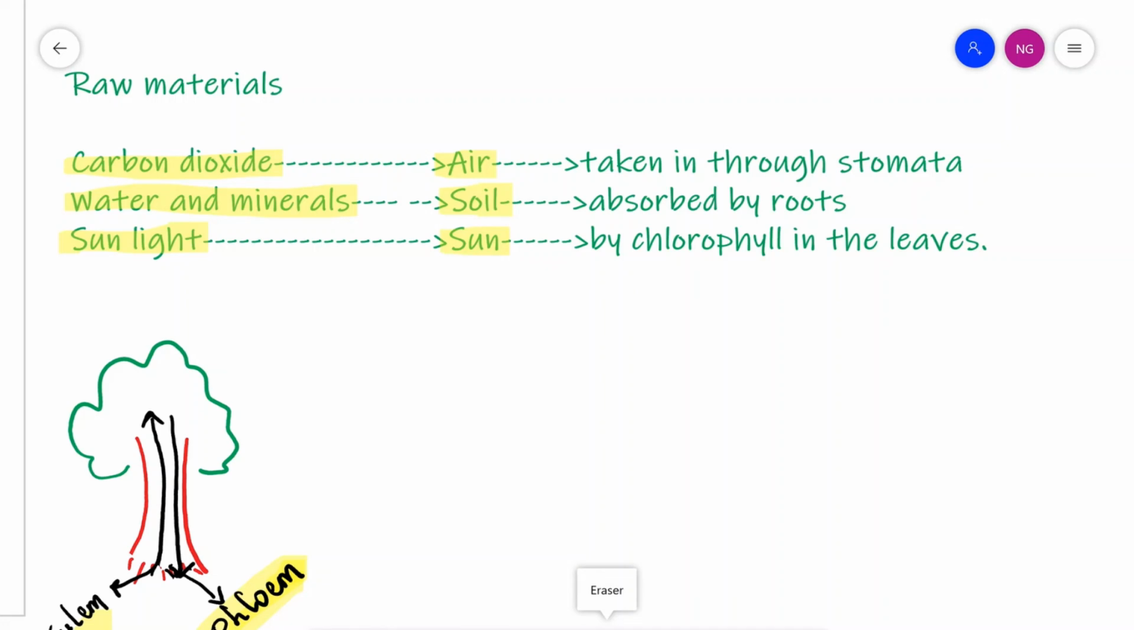Carbon dioxide is taken in through stomata and stomata are on the surface of leaves. Water and minerals are absorbed by roots and it is carried through pipe-like structures called vessels. And these vessels are present in all the parts of the plant. And sunlight obviously by chlorophyll containing cells in the leaves. Hence, leaves are the food factories of plants.